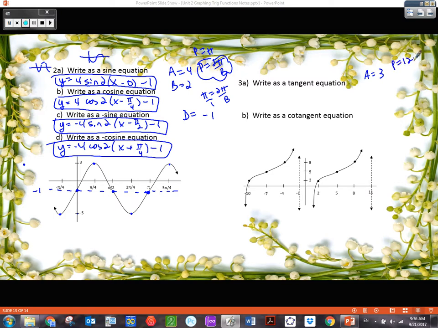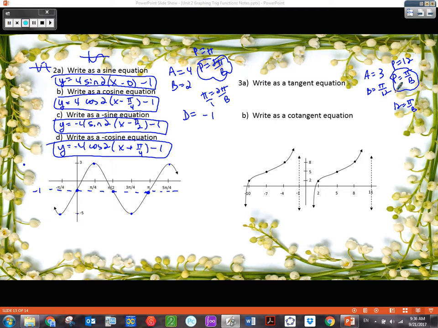Let's look at what our normal period looks like. See, these do not have degree signs on them, so we are in radians. Our normal period for tangent is pi over b, right? P equals pi over b. That's the formula for us. And so our period is 12, so 12 equals pi over b. So b is going to be pi over 12.